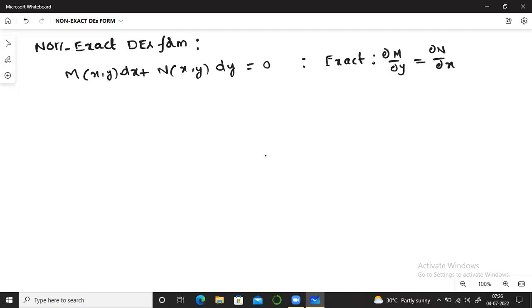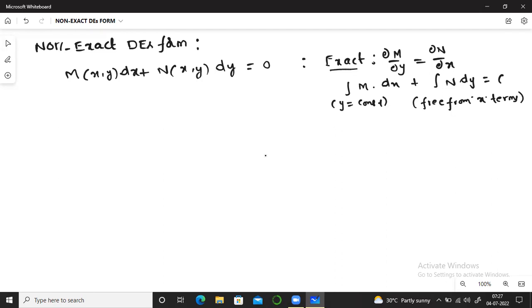If it is an exact differential equation, you know the direct solution: integration of M dx, where M is a function of x and y, plus integration of N dy is equal to a constant. Here you have to treat y as constant. In N, you have to remove all x terms, meaning N should be free from x terms, so you can keep x equal to 0. So this is the direct solution if the equation is exact.